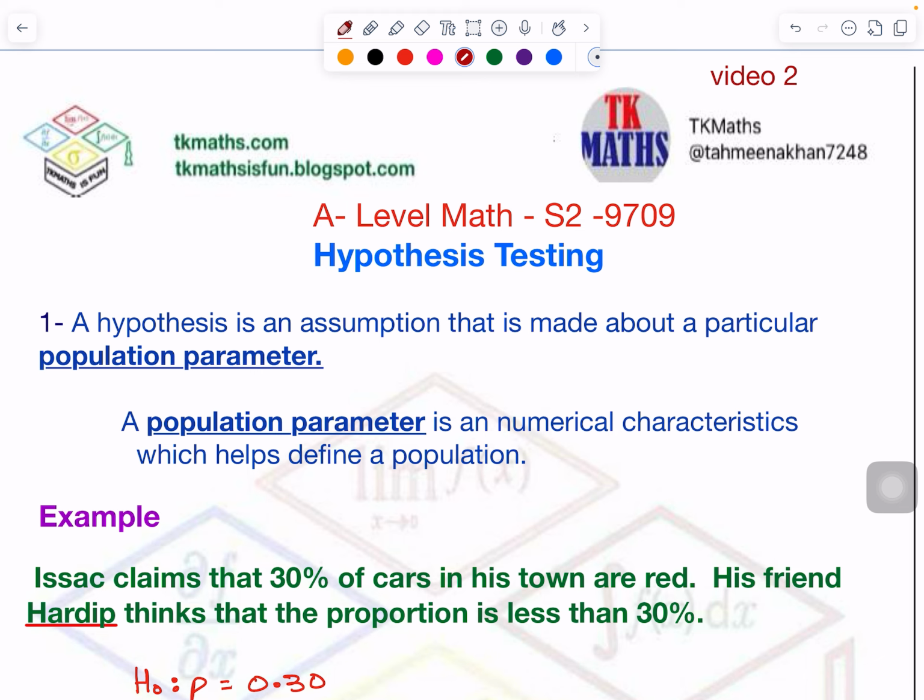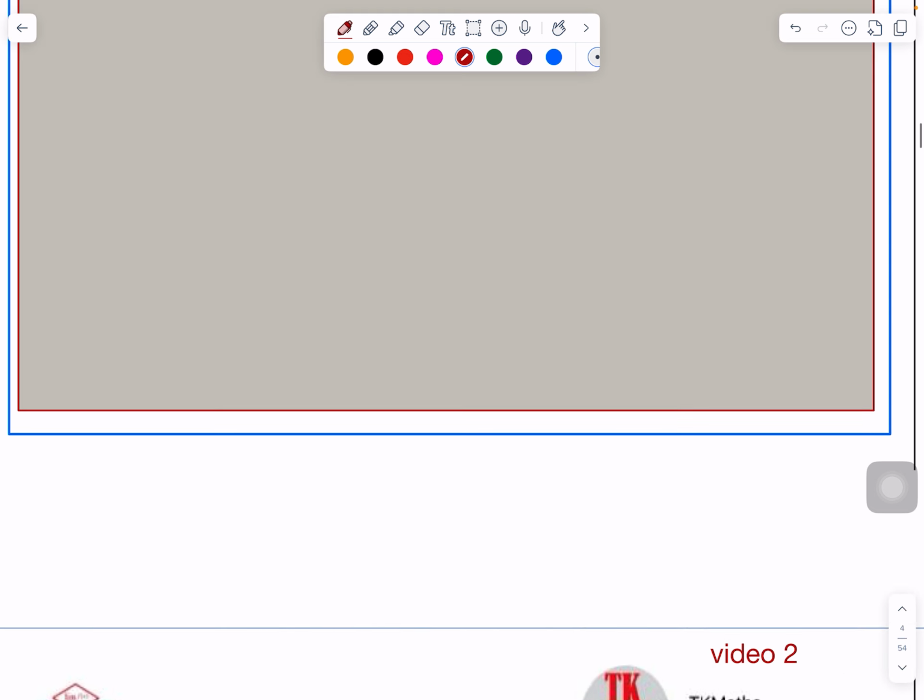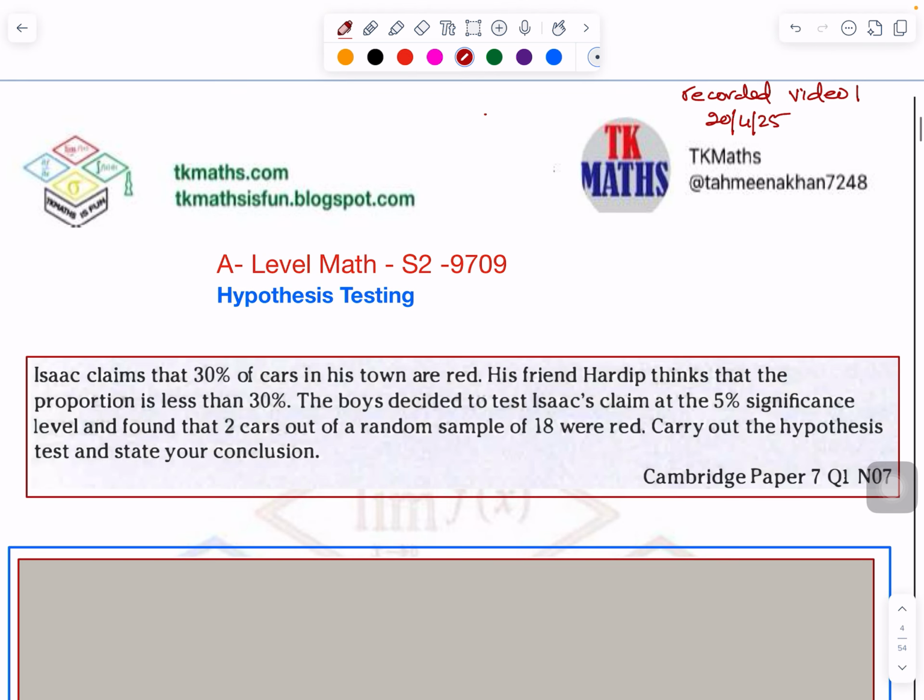In today's video, which is video number 2 on hypothesis testing, we will study the terms specifically used while we are solving hypothesis questions, which is a part of the syllabus of A-level Mathematics S2, code 9709. All these terms I will explain to you with the help of this question. Let's go through the question first very quickly.